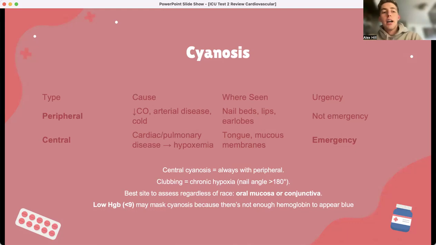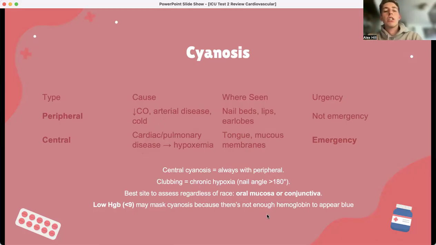So with cyanosis, decreased cardiac output, and where you'll see this, right? You'll see it in the nail beds or the lips and the earlobes with peripheral, and then with central, that's really bad. And you're going to want to check this by looking at the mucous membranes, see if you can see any cyanosis there.